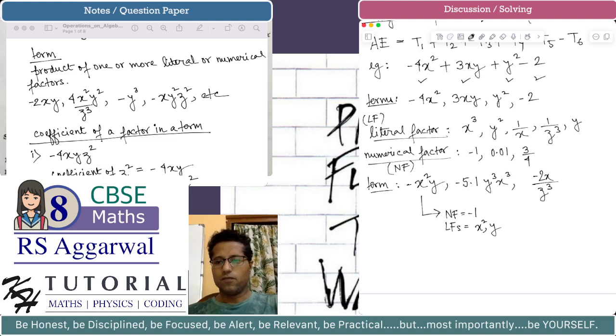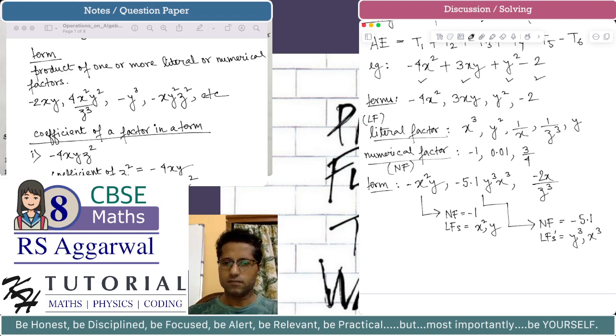For this term, sorry for my very weird way of using the arrows, but I hope you will understand. For this term, that is minus 5.1 y cube x cube, what is the numerical factor? In a term, there is only one numerical factor. So the numerical factor is minus 5.1. And what are the literal factors? Literal factors are y cube and x cube.